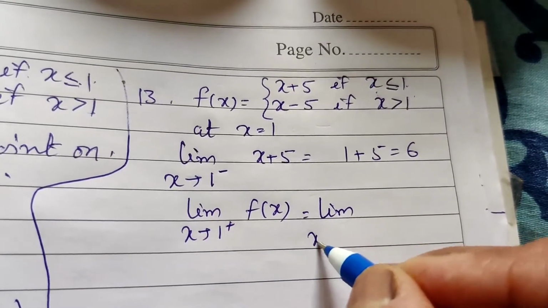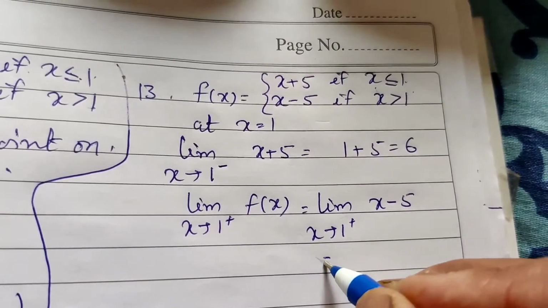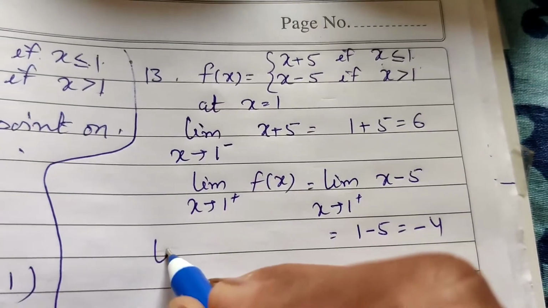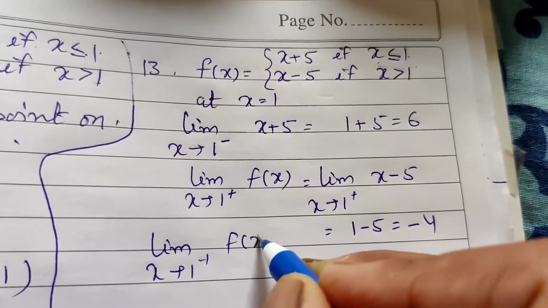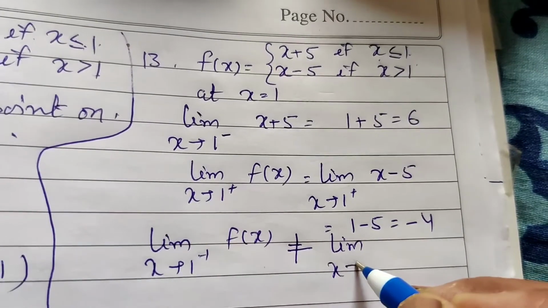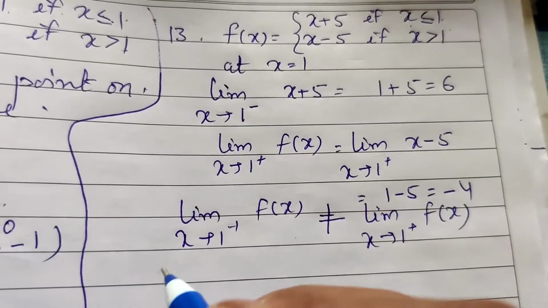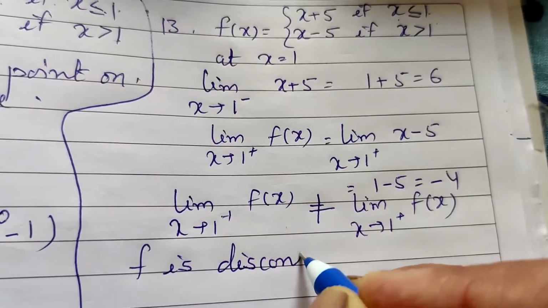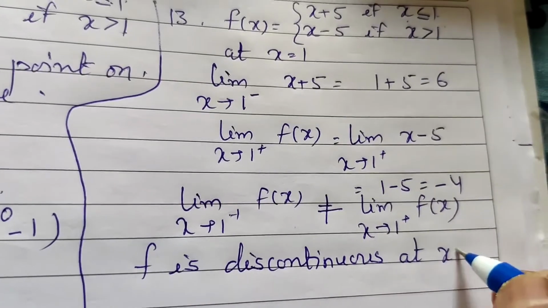limit x tends to 1 plus, it means x minus 5. It is equal to 1 minus 5, equal to minus 4. Therefore, the left hand limit is not equal to the right hand limit. Therefore, the function f is discontinuous at x equal to 1.